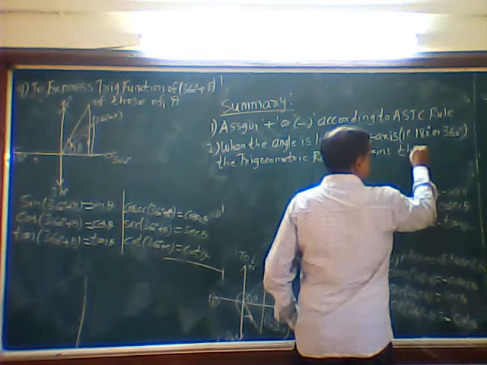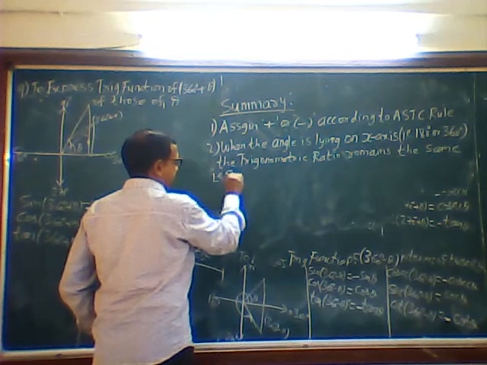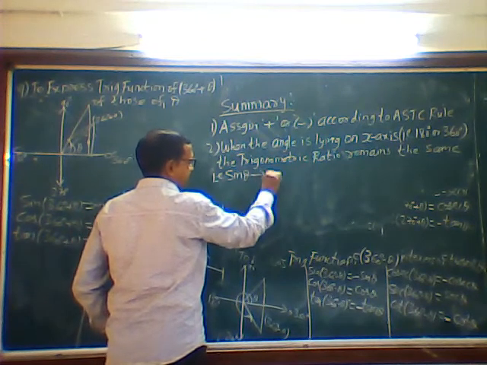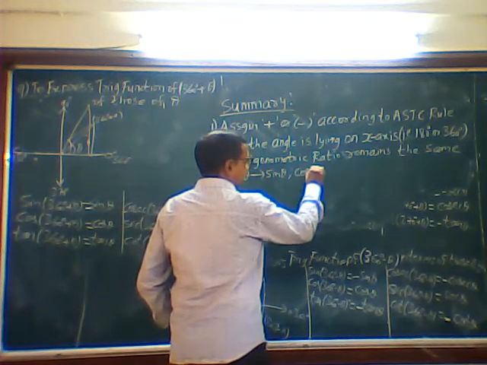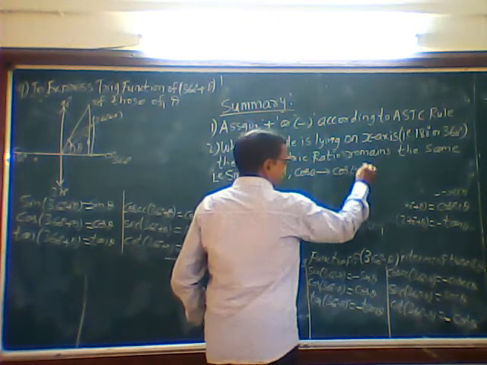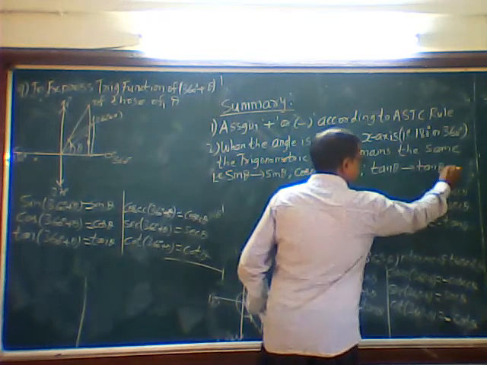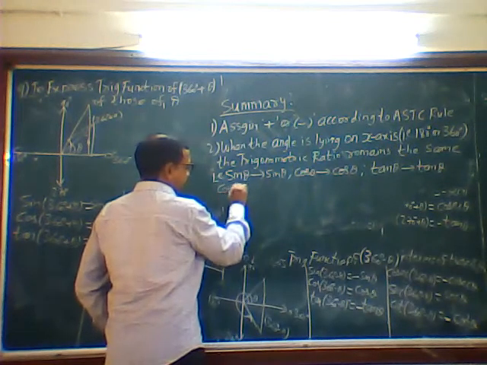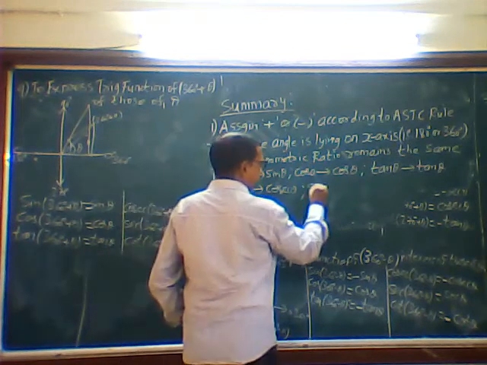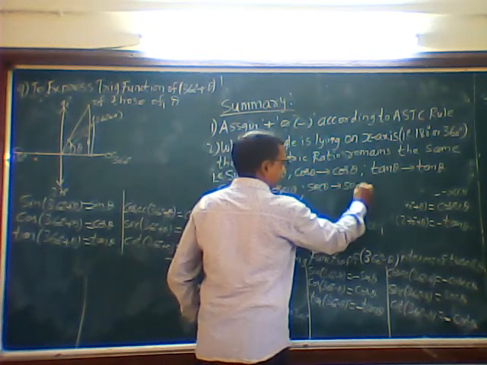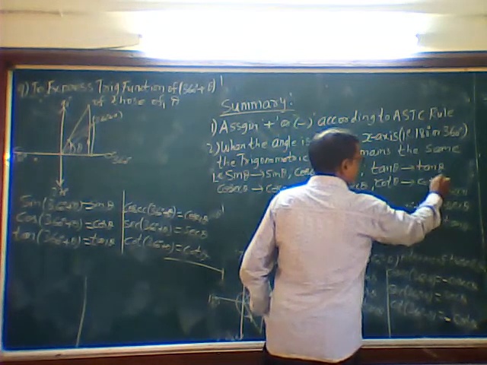Remains the same. Okay, I'll write it here. That is, if it is sin theta, it will remain sin theta only. If it is cos theta, it will go to cos theta only. If it is tan theta, it will go to tan theta only. If it is cosec theta, it goes to cosec theta. If it is sec theta, it will go to sec theta. It remains the same. If it is cot theta originally, it will be cot theta.